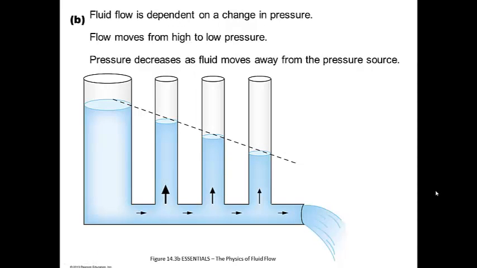Now, if we change this example, so we remove the plug, we open the end of this container, it allows water to flow out. Now, why is that? Well, because the open end here has very low pressure. There's nothing keeping that water in the container.